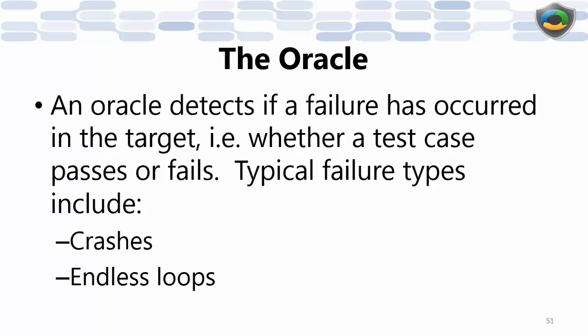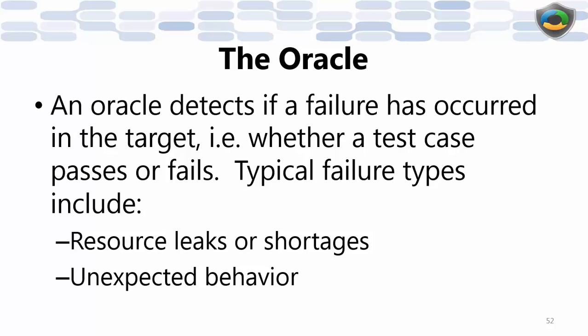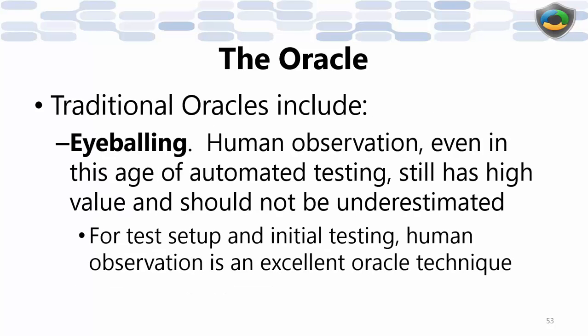All right, so we've talked about the poet, we've talked about the courier, and now it's time to talk about the oracle. As mentioned here, the oracle detects whether or not failure has occurred in the target. In other words, did your test case pass or fail? If it fails, typically the system either crashes, goes into an infinite loop, experiences some kind of resource leak or shortage, or has some other kind of unexpected behavior.